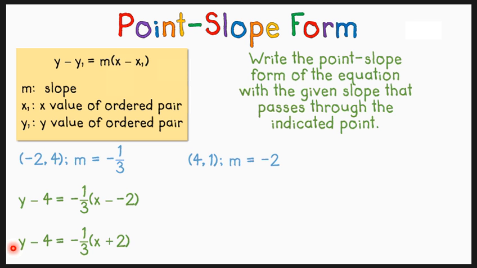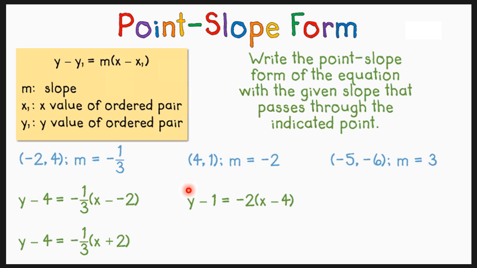If we are given the ordered pair 4, 1 with a slope of negative 2, if we plug this ordered pair into the equation, we would have y minus our y value, which is 1, equals our slope, which is negative 2, times the quantity x minus our x value, which is 4. There isn't anything else that we can simplify within this equation to still leave it in point-slope form, so that would be our answer.